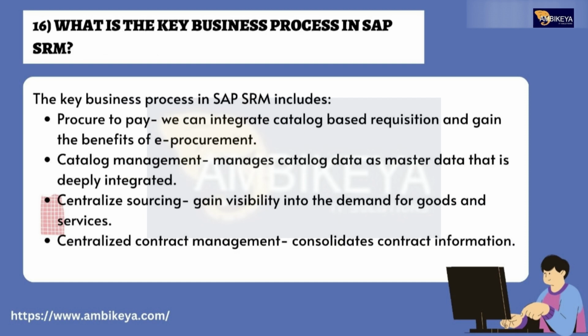Question number 16. What is the key business process in SAP SRM? The key business process in SAP SRM includes procure to pay. We can integrate catalog-based requisition and gain the benefits of e-procurement. Catalog management manages catalog data as master data that is deeply integrated. Centralized sourcing gains visibility into the demand for goods and services. Centralized contract management consolidates contract information.